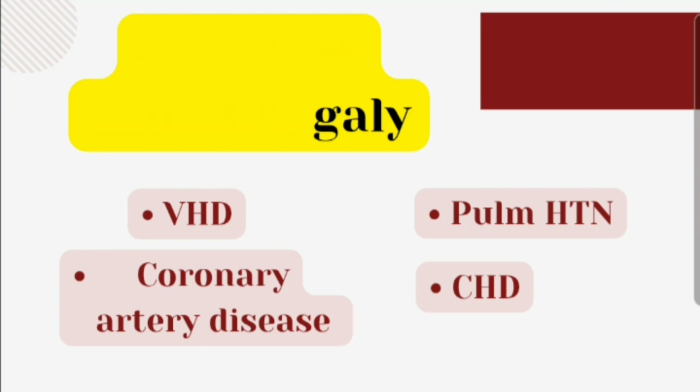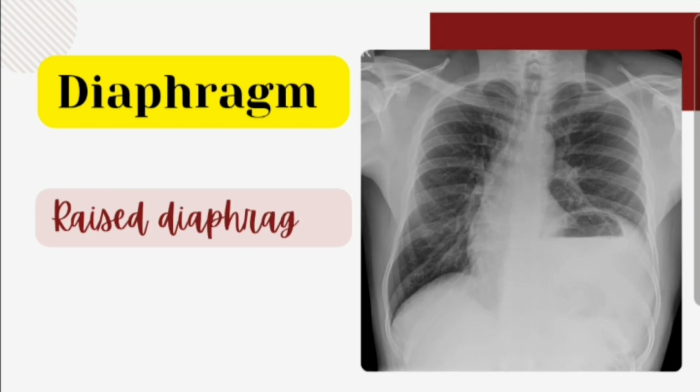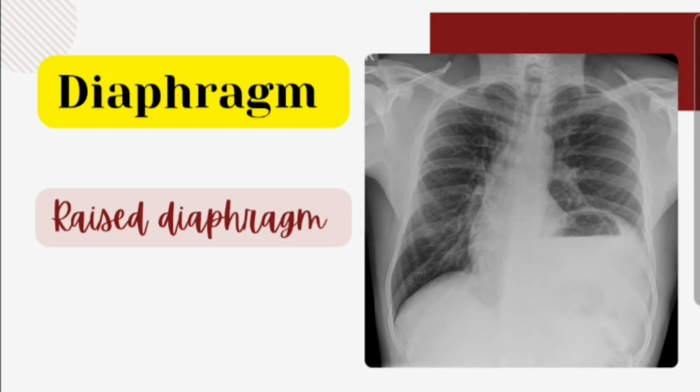Then look at the diaphragm for any flattening or raised diaphragm. Raised diaphragm can be seen in various conditions, for example, lung and abdominal issues, phrenic nerve problems, or even pregnancy, while the flattening of diaphragm is seen in COPD. Typically, right hemidiaphragm is higher than the left hemidiaphragm.